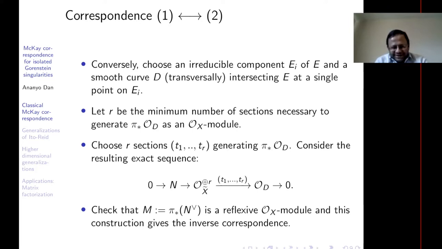Now, you cannot say right away that this is going to be a reflexive module because push forward of reflexive modules need not be reflexive. But in this setup, what goes into proving that this is a reflexive module indeed is that the duality kind of commutes in this specific setup. This is not always true for resolution of singularities. In this setup, it happens that the push forward of N dual is going to be the push forward of N, then dualizing. And we know that the dual of a coherent sheaf is reflexive. And it is not very hard to check that this is actually the inverse construction to the previous slide, where we went from the reflexive module to the exceptional divisor.